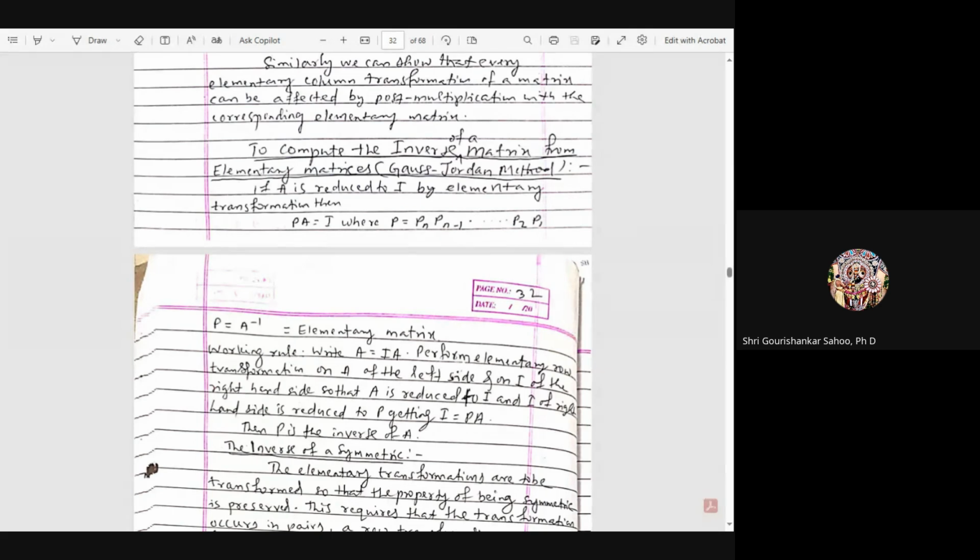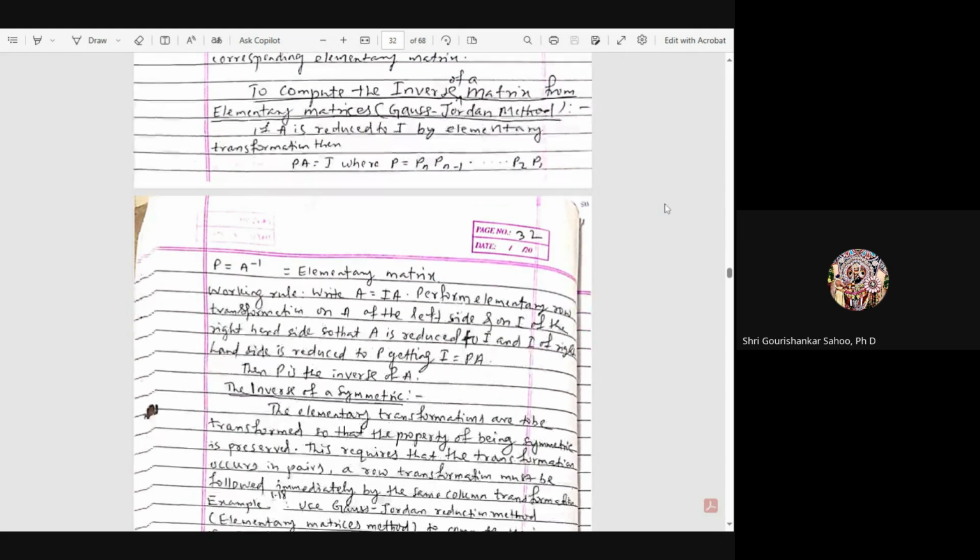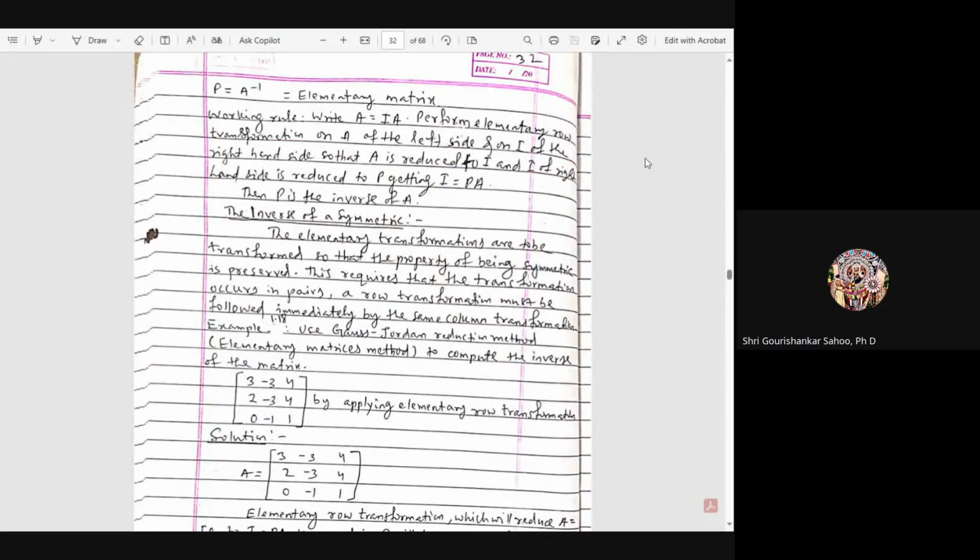To compute the inverse of a matrix, you can use the Gauss-Jordan method, where P is equal to A to the power minus 1, or A inverse. The elementary transformations are to be performed so that the property of being symmetric is preserved. This requires that the transformations occur in pairs.